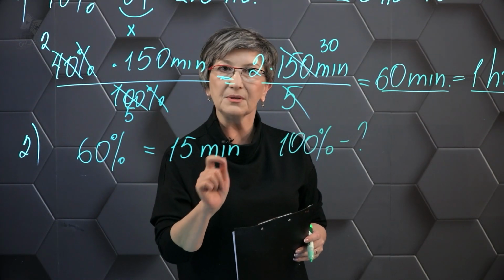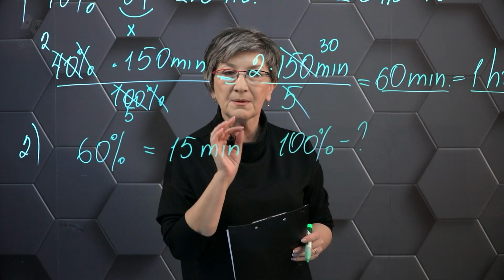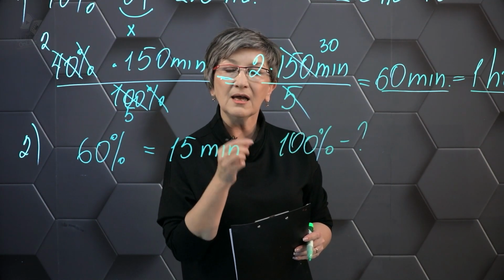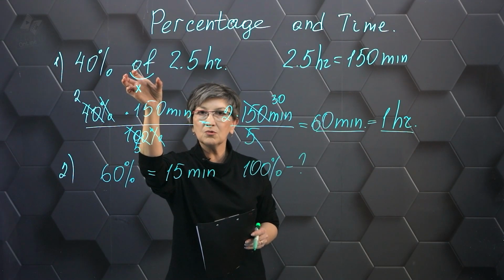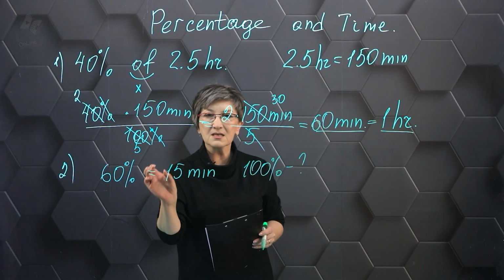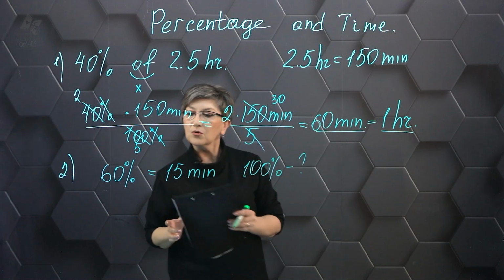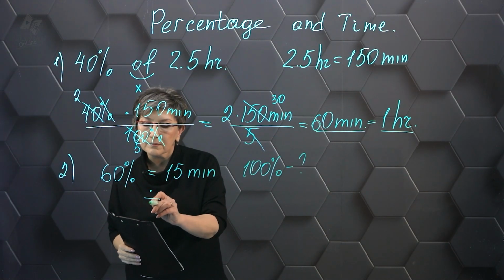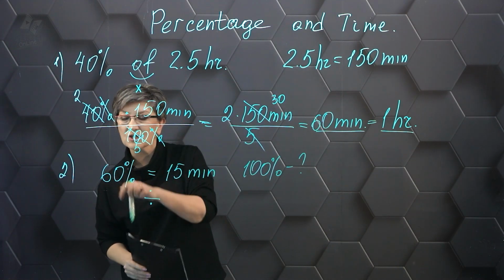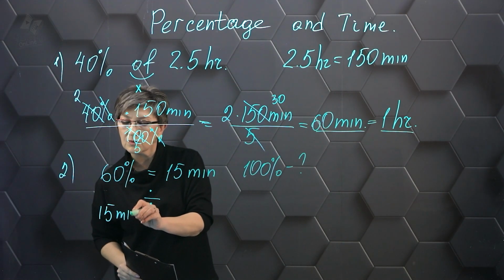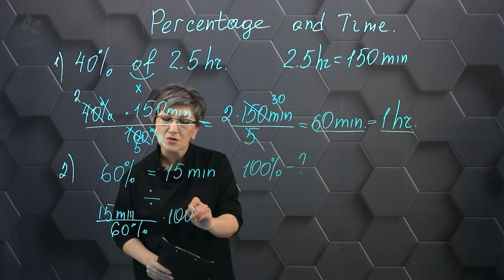60% is 15 minutes. So, in this case, what do we need to do? Let's apply our calculation algorithm. What do we need to remember? When I have "of", then we multiply. If I'm talking about a percentage being a number, then in that case I'm dividing. And what are we going to divide by what? We're going to divide 15 minutes by 60%, and after that multiply by 100.